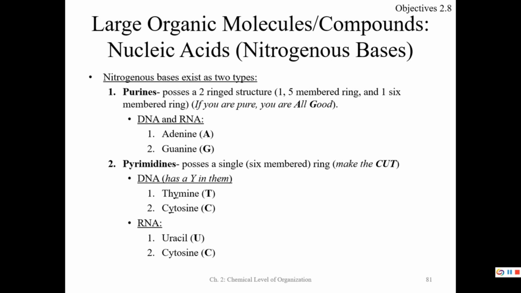Pyrimidines, what do you do with pi? You cut the pi. Cytosine, uracil, thymine, CUT. DNA has thymine and cytosine. RNA, uracil is unique only to RNA. Uracil is only RNA. So DNA has thymine, RNA has uracil. Both DNA and RNA have cytosine. But thymine is unique to DNA, uracil is unique to RNA. Both have cytosine. Pyrimidines, you cut pi.